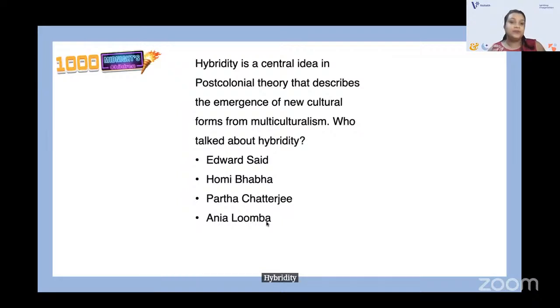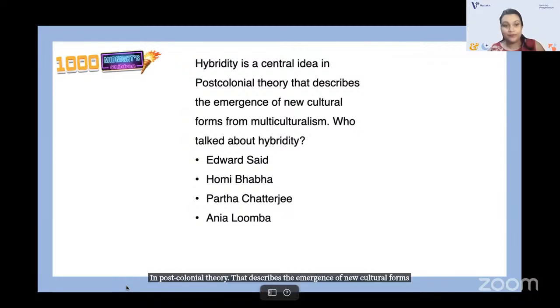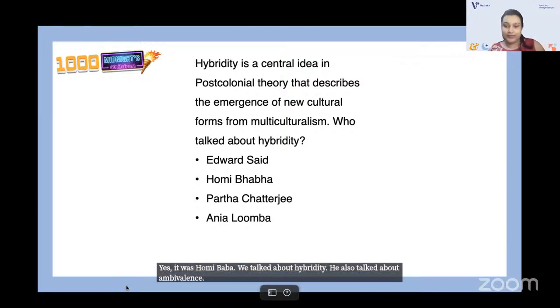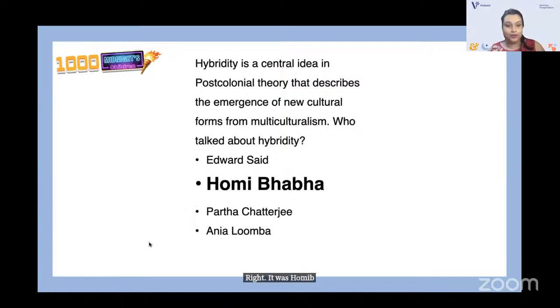Hybridity is a central idea in post-colonial theory that describes the emergence of new cultural forms from multiculturalism. Who talked about hybridity? Edward Said, Homi Bhabha, Partha Chatterjee, or Ania Loomba? Yes, it was Homi Bhabha who talked about hybridity. He also talked about ambivalence. Right, it was Homi Bhabha. Okay.